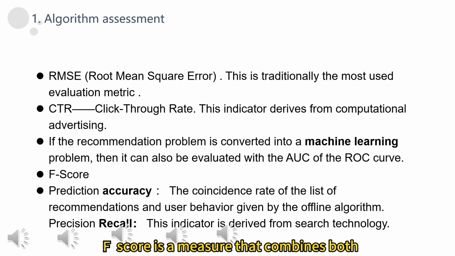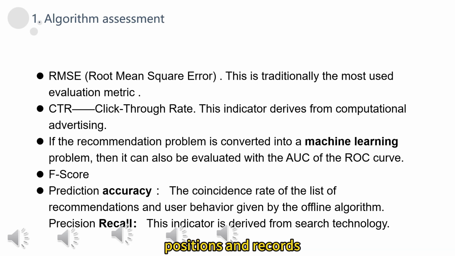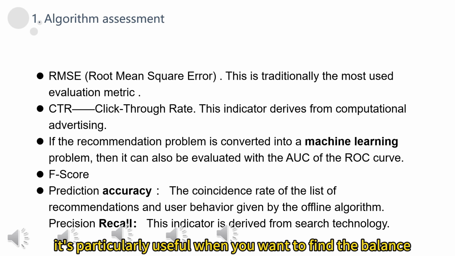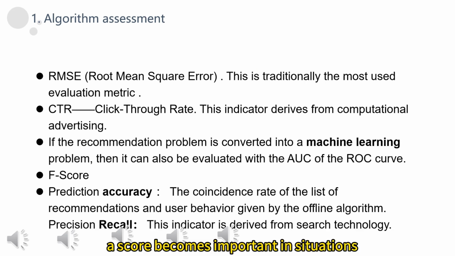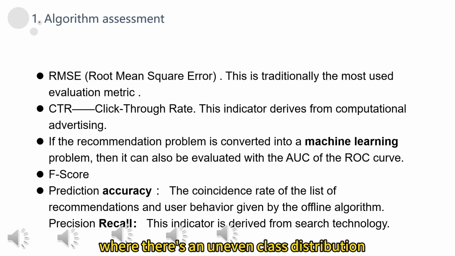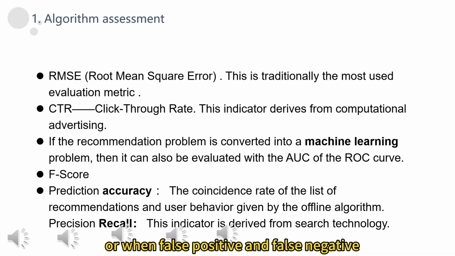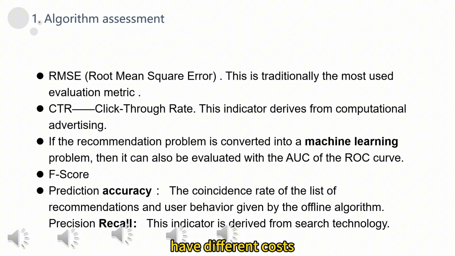F-score is a measure that combines both precision and recall. It's particularly useful when you want to find the balance between these two metrics. The F-score becomes important in situations where there's an uneven class distribution, or when false positives and false negatives have different costs.